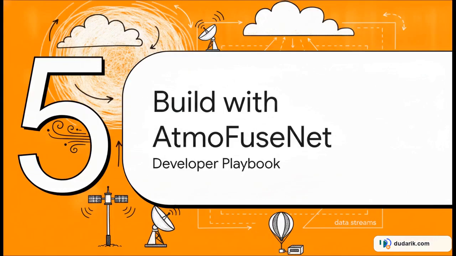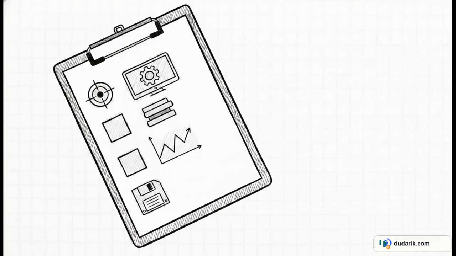Let's wrap up with Section 5, Building with AtmoFuseNet, the Developer Playbook. If you are working on atmospheric modeling or your own sensor fusion projects, here is a clear blueprint to follow. First off, you absolutely must account for sensor drift. Perfectly align your camera intrinsics, radar coordinates, and ceilometer bore sight.